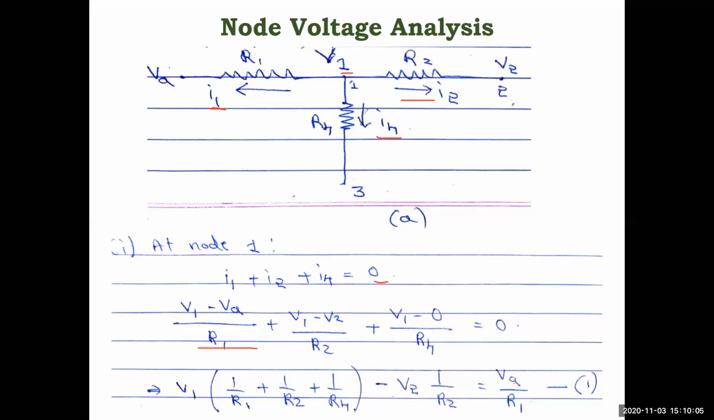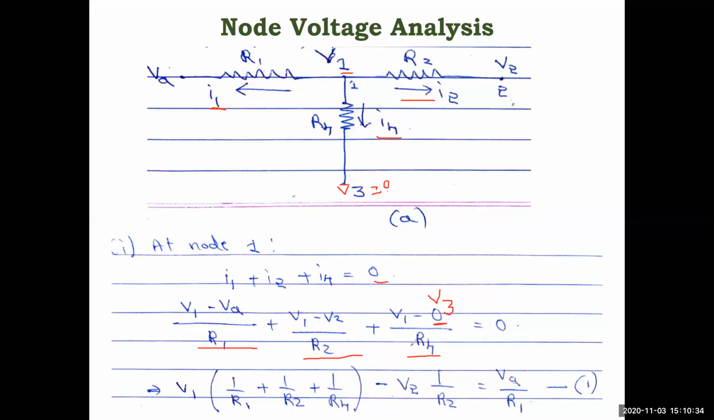Whereas in the case of this branch, I2, on this side you have V2 and here you have V1. That's why it is V1 minus V2 by R2. In this branch you have node 3, so it is V3. But what is the value of V3? It is 0. So here it is V1 minus V3 by R4, where the resistance is R4, and since V3 is 0, I have written it as 0.